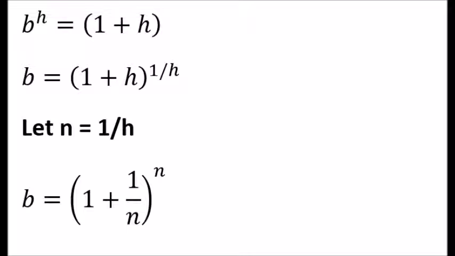Finally, substitute n equal to 1 over h. That leaves us with b equals 1 plus 1 over n quantity to the nth power, as seen in the last line. That looks familiar from our lesson on compound interest.